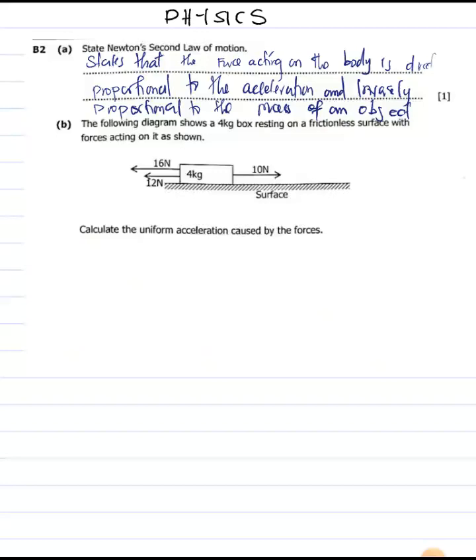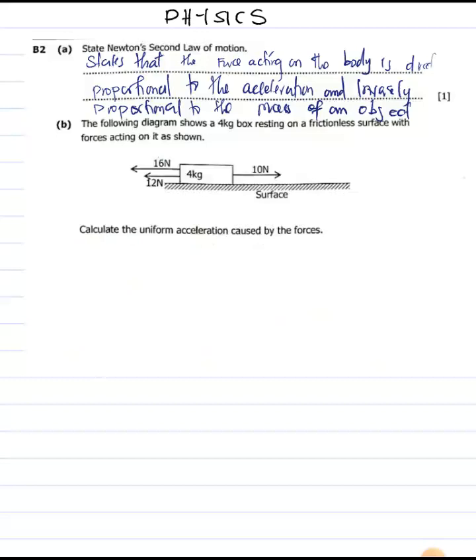Now, answering question B, which says the following diagram shows a 4 kg box resting on a frictionless surface with forces acting on it as shown. So we can see forces that are being shown here. On the right side we have one force, and on the left side we have two forces. Calculate the uniform acceleration caused by the forces.